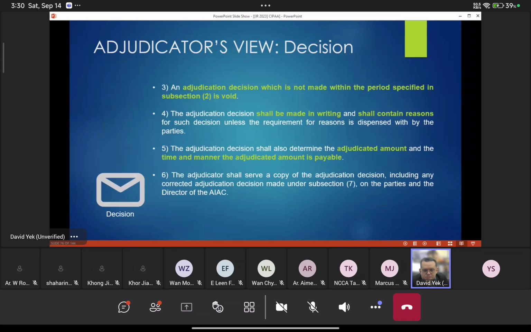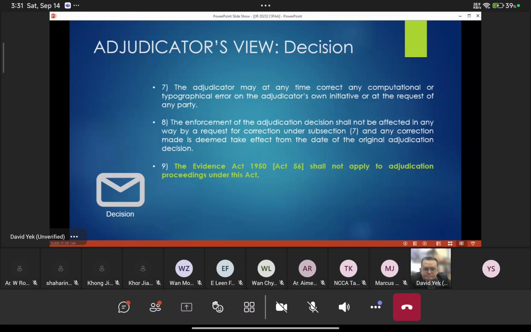Okay, and then of course, that includes if there's any error, just a typo or something. It cannot be a change in the substance of the decision. Okay, and then the Evidence Act is not applicable in the adjudication.